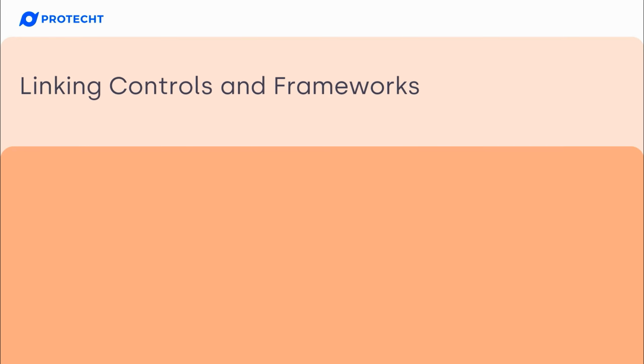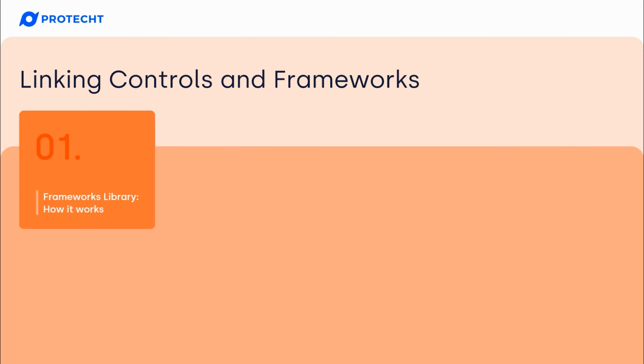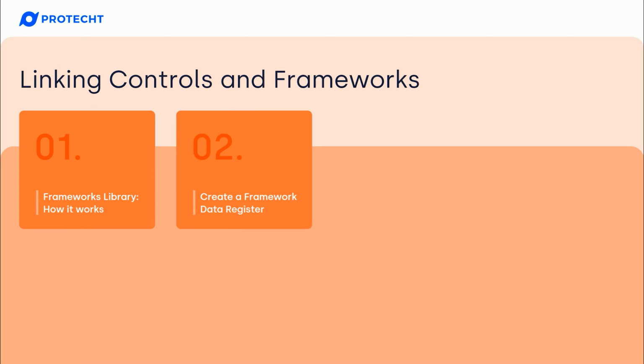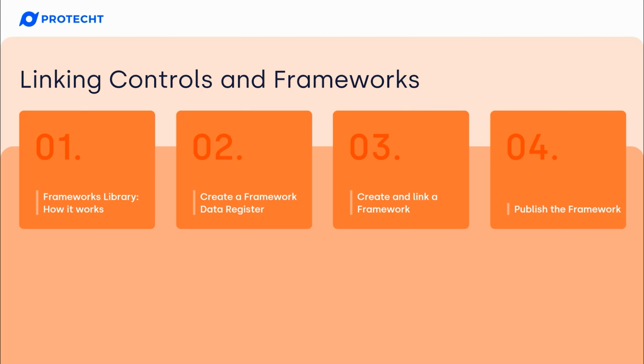So here's a breakdown of what this video will cover. First, we'll look at an overview of the Frameworks library and how it works. Then we'll create a framework data register so we can add fields to the framework section entry form to suit your requirements. Next, we'll create and link a new framework. And finally, we'll publish that new framework for use in the system.